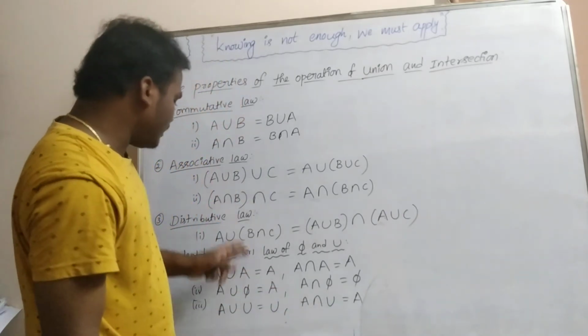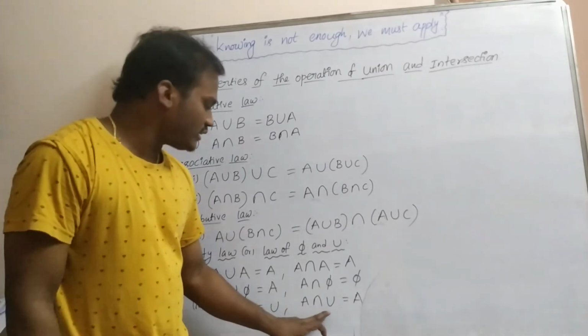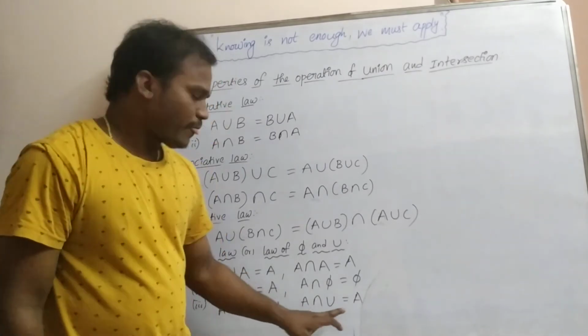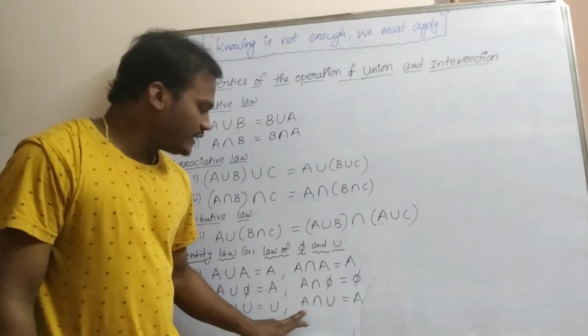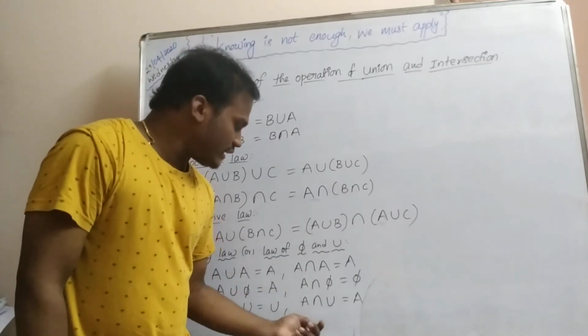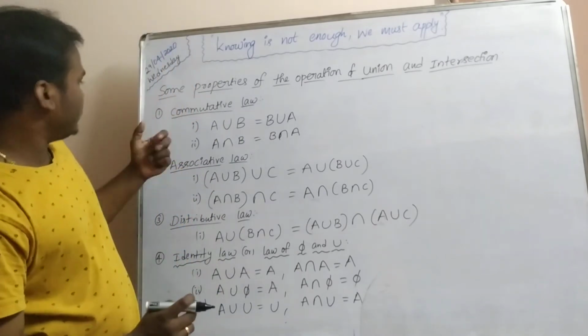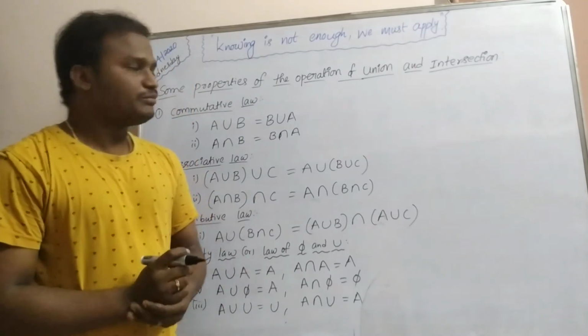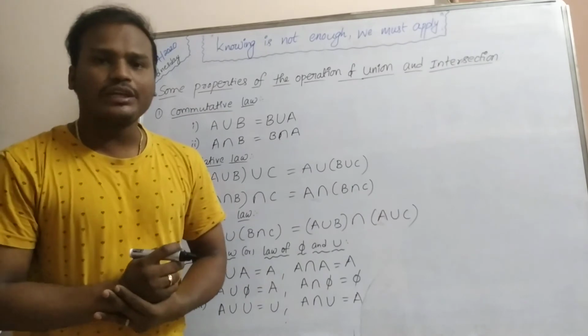So these are the elements of A intersection union, which gives you A, which are the common elements of A and U. A is a subset of the universal set. When A is a subset of the universal set, A will be the result for A intersection universal set. These are the laws we have for the properties of operations on union and intersection.